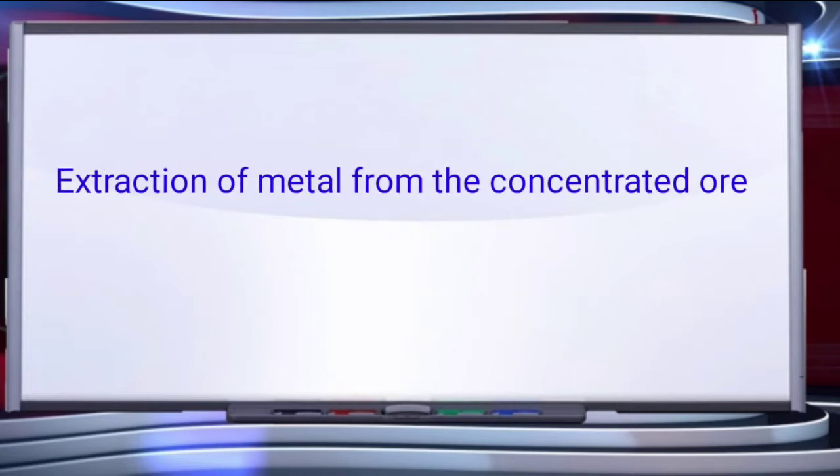So second step in metallurgy is extraction of metal from the concentrated ore. The method used for the extraction of metal from the concentrated ore depends on the nature of the metal. Metals have been classified into three categories on the basis of their reactivities that we have already discussed in your previous class: metals of low reactivity, metals of medium reactivity, and metals of high reactivity, which are present at the top of the reactivity or activity series.